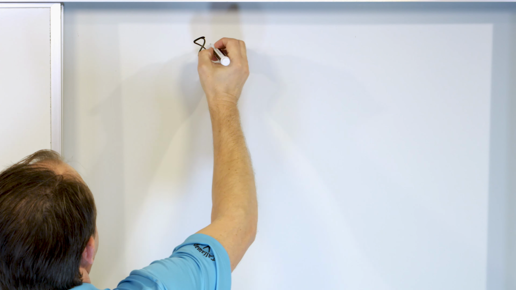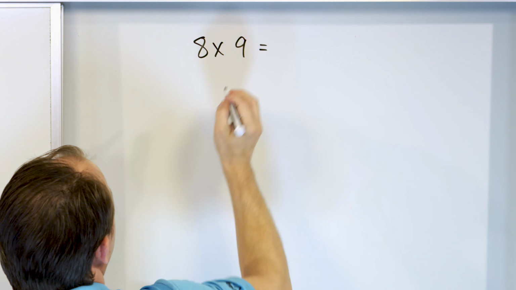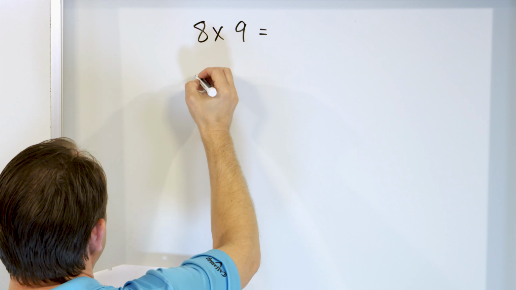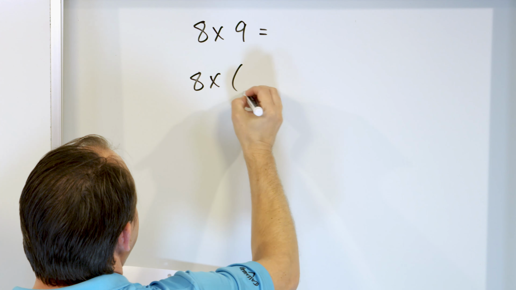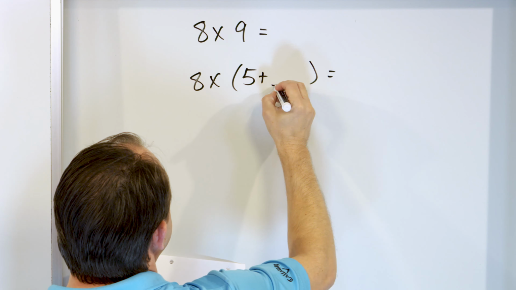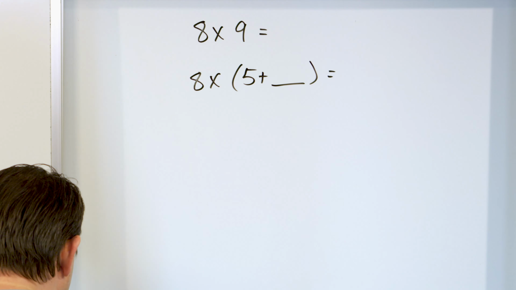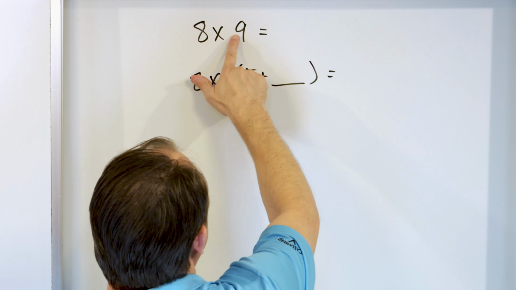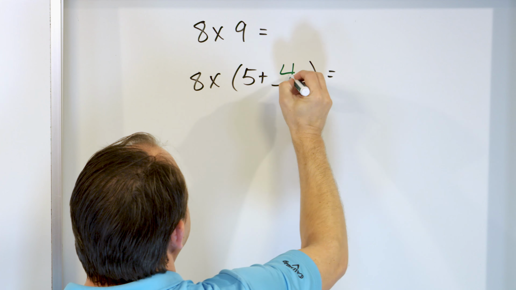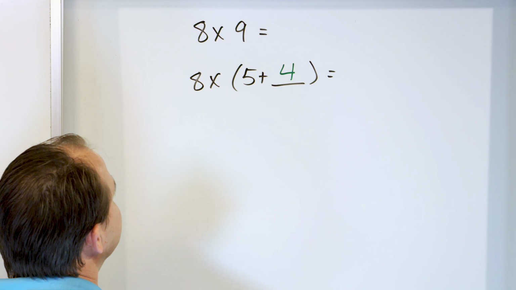All right, problem number 6. Let's say we have 8 times 9. What is 8 times 9? You should know that 8 times 9 is 72, but let's break it up. Let's write this 9 as 5 plus something, right? What has to go in that blank right there? Well, I'm trying to make 9, so the only way that I can put something in here has to be the number 4, because 5 plus 4 is 9.